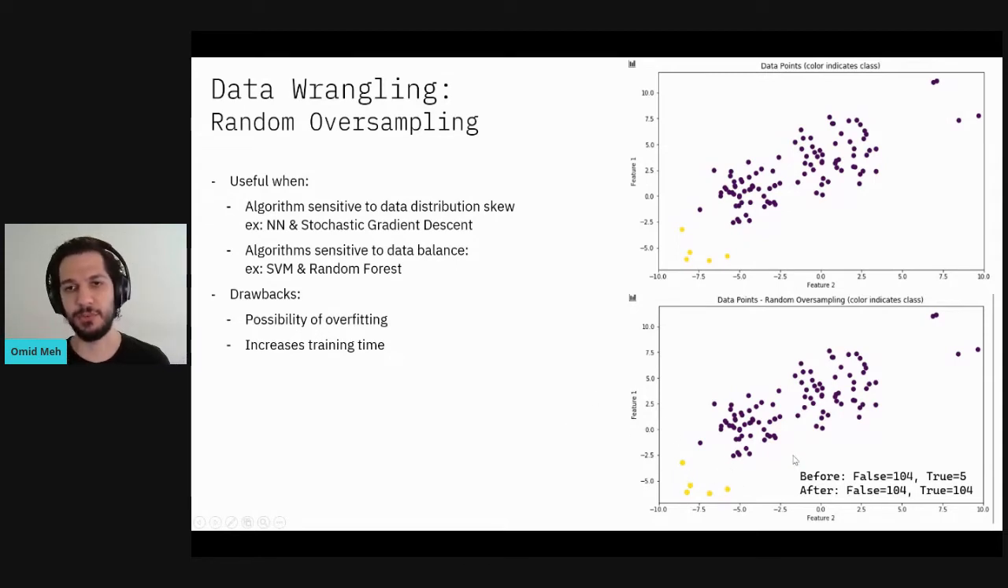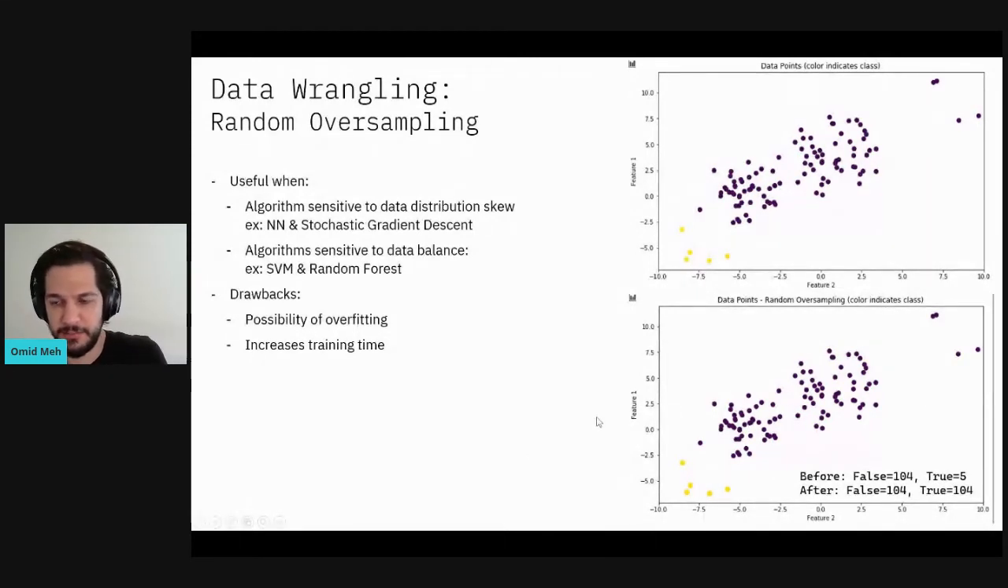Now, in a case where you have a lot more data, it's less of a problem, but nonetheless, be cautious of that. And the other thing is it increases training time. We just increase the size of our training set. And that means we're going to need more computation. It's not always a problem, especially in this case where I have 106 data points. But if you have something that had many data points and you're trying to now oversample the minority class, it might make a significant difference.